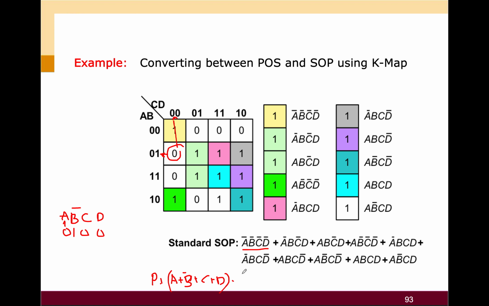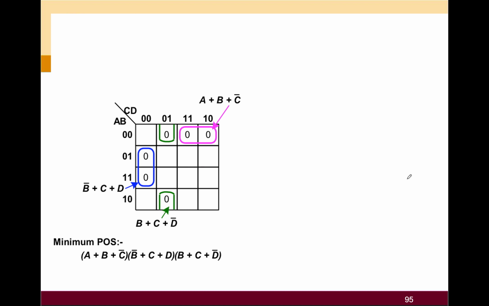Then you multiply with, let's say over here I pick another one, 0, 0, 0, 1, A, B, C, D bar. So it will be A plus B plus C plus D bar. And then you multiply with this, this, this, this. So you get your answer for your POS. Is it okay?